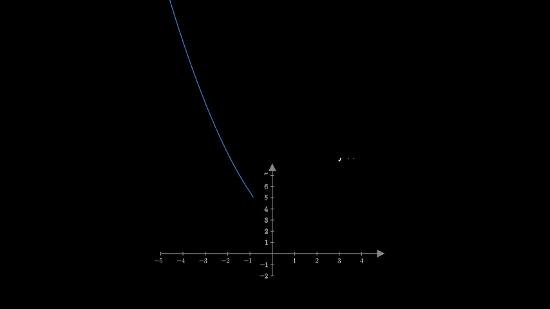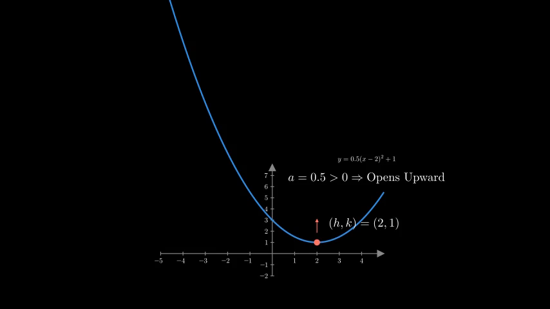Let's visualize what a parabola in vertex form looks like. Here's the graph of a quadratic function in vertex form. The vertex of this parabola is at the point (h, k). The coefficient a determines whether the parabola opens upward or downward. When a is positive, the parabola opens upward. When a is negative, it opens downward. The absolute value of a affects how wide or narrow the parabola is.